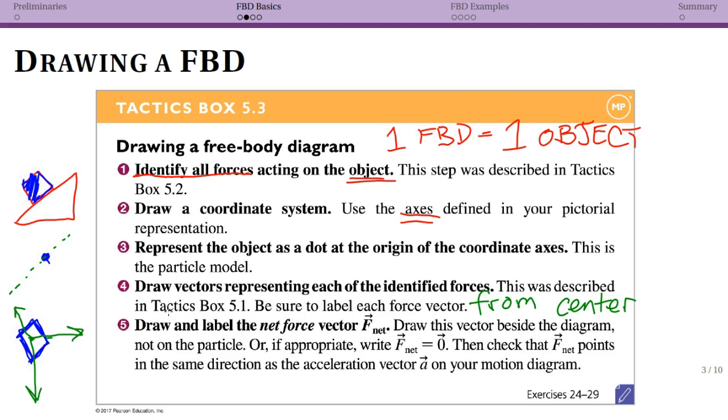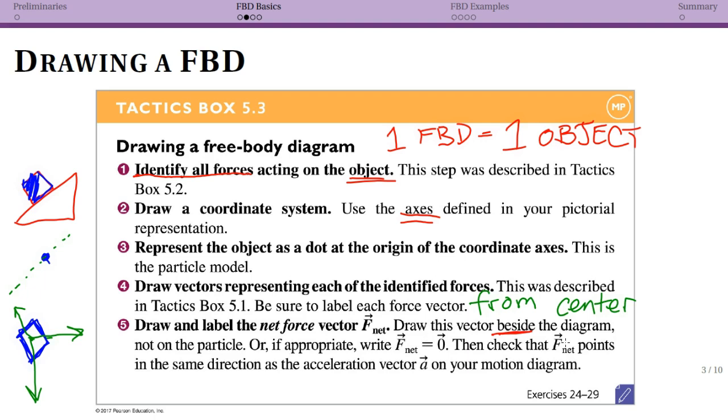Lastly is to draw and label the net force. One thing that it says here that is very, very important is to draw this beside the diagram. Don't draw it coming from the center as if it is a separate force. The net force is just the vector sum of all of the forces. Now, if there is no net force, and you might know that there's no net force because it might be in equilibrium, you should write F net equals 0, okay?